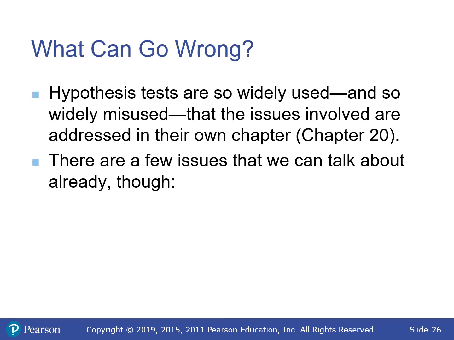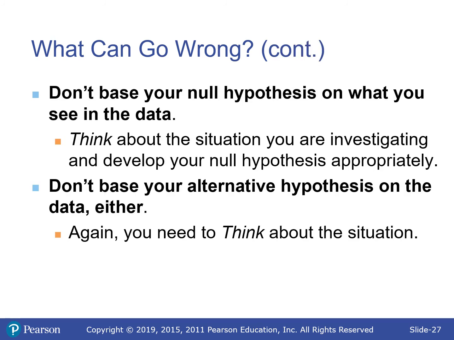What can go wrong? Oh, all sorts of stuff can go wrong. In fact, there's a whole chapter dedicated to it. The next chapter, actually. So the next chapter is like a continuation of this chapter. But there are a couple things here. Don't base your null hypothesis on what you see in the data. Your null hypothesis and alternative hypothesis should come about before you ever get the data. That happens before that.